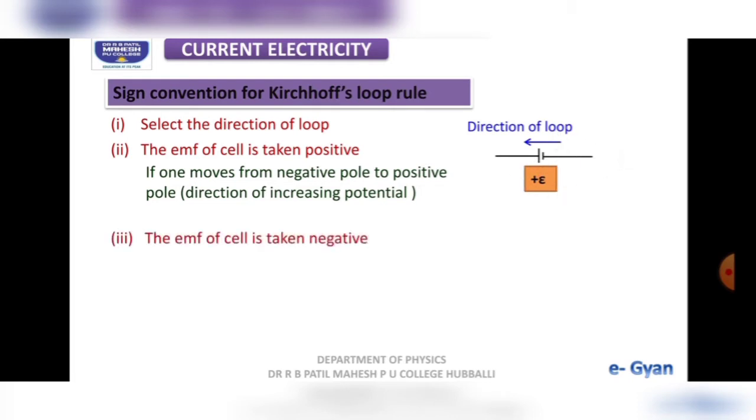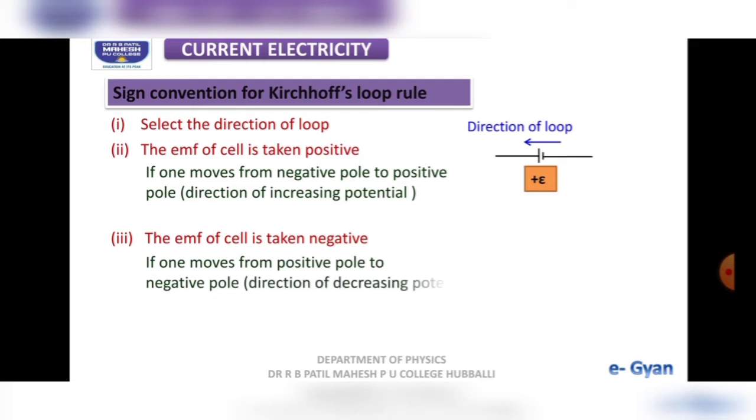Third point, the EMF of cell is taken negative if one moves from positive pole to negative pole, that is along the direction of decreasing potential. Here the direction of loop is from left to right, that is from positive pole to negative pole. That means it is moving along decreasing potential. When you move from positive pole to negative pole, the potential decreases. Hence, if you take the difference between these two, you get negative voltage. Therefore, EMF is taken as negative.